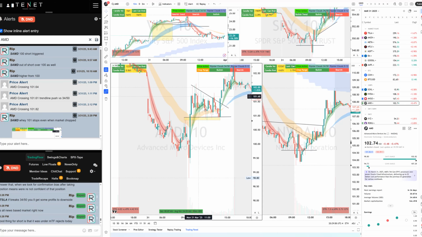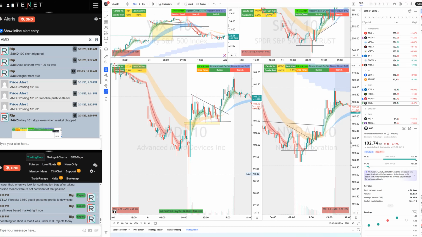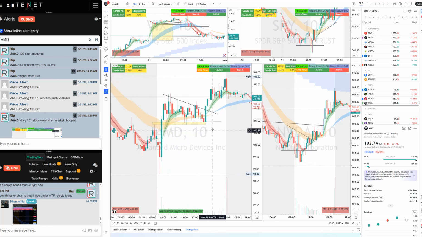consolidation phase, up, down, up, down, up, down. It was not a short because it was holding this level. You can clearly see. Then it was a trend line midday setup, right? So that's the setup I told everybody, and I told them to put their stops right here. And that was trend line push over 34.50.